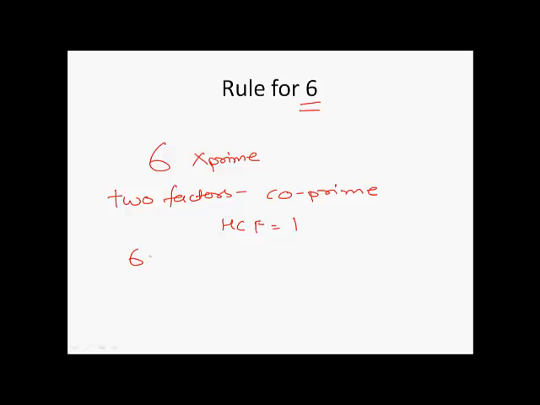Now, 6 can be written as 6 multiplied by 1, but this is of no real use, because to find the divisibility rule of 6, we cannot be using the divisibility rule of 6. So the second set of factors is 3 and 2. Now we know that the highest common factor for 3 and 2 is 1. So 3 and 2 are mutually co-prime. Individually they may or may not be prime, but because their highest common factor is only 1, they are known as co-prime numbers.